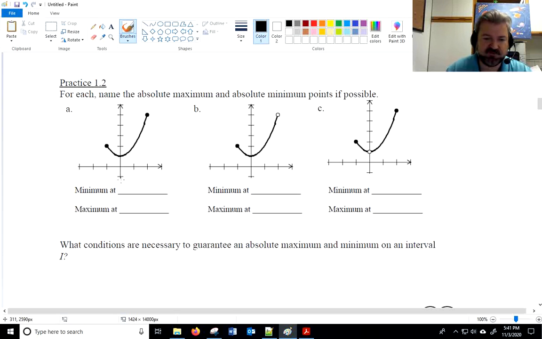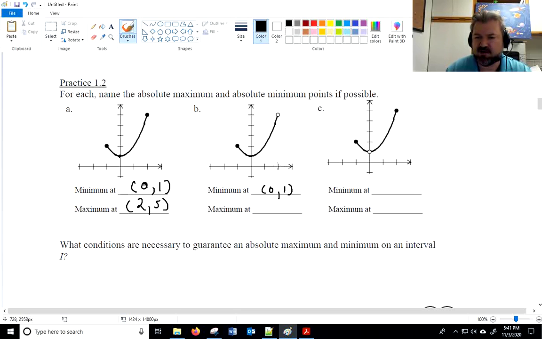All right, let's start with this first one. Well, we have a minimum right there at 0, 1. And then we got a maximum. It's over here at, looks like 2, 1, 2, 3, 4, 5. So 2, 5. Here we had a minimum at 0, 1. And do we have a maximum? I don't think so, because this is an open endpoint. 2 is not on there.